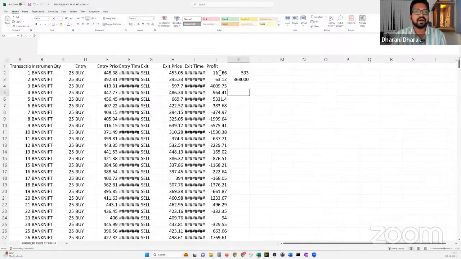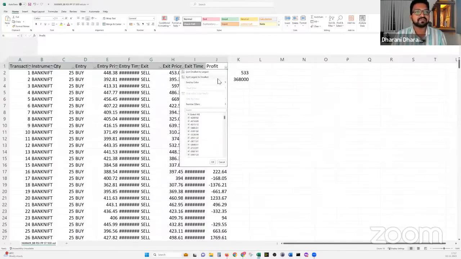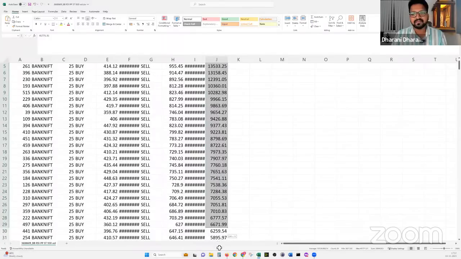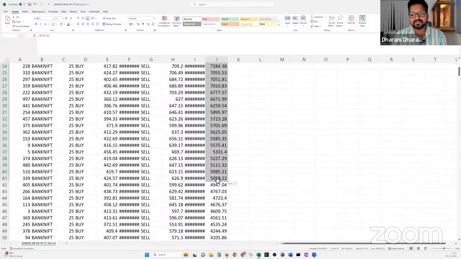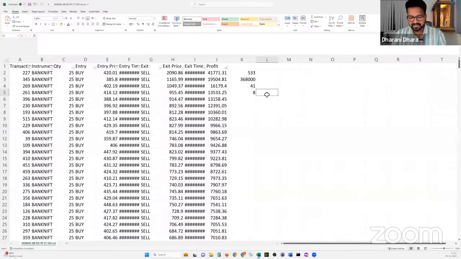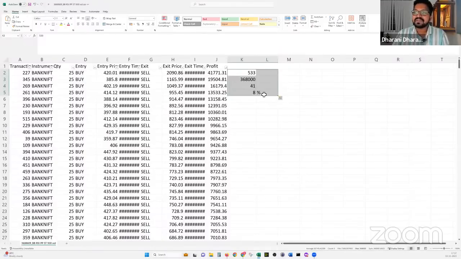Now I'm going to add a filter on the top, sort it from larger number to smaller number, and then sum it. Where I get 3,68,000, here we go, on 41 trades. 41 divided by 533 into 100 gives me almost 8%. Almost 8% of trades contribute to my entire profitability.